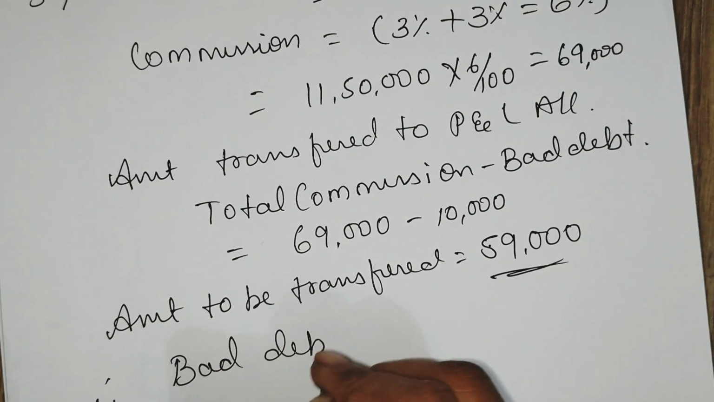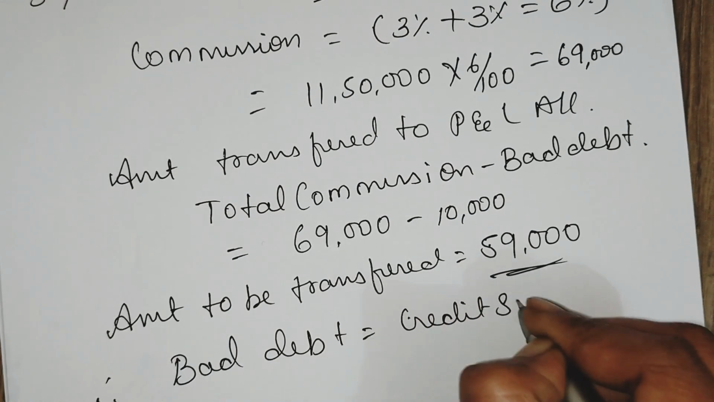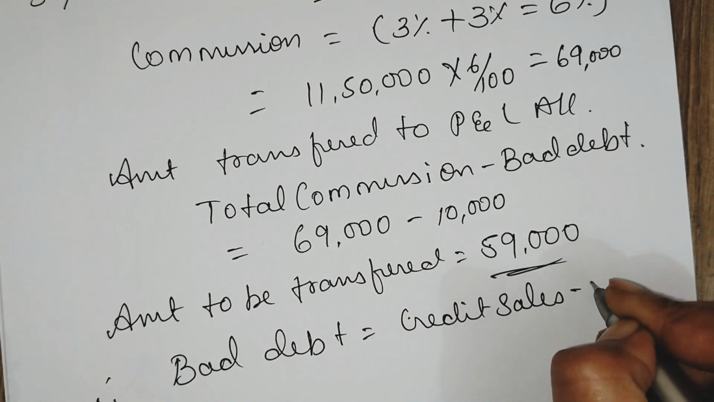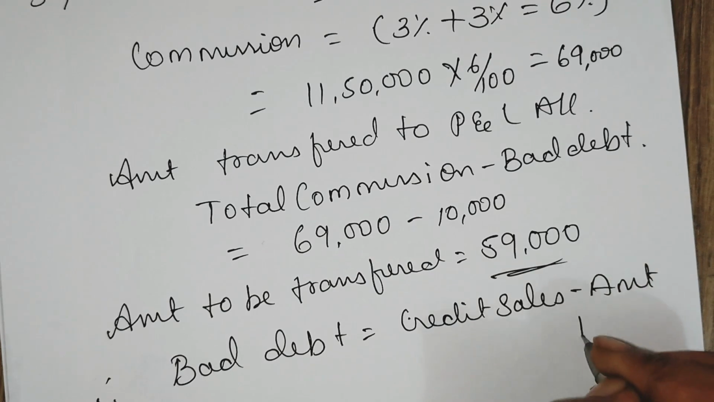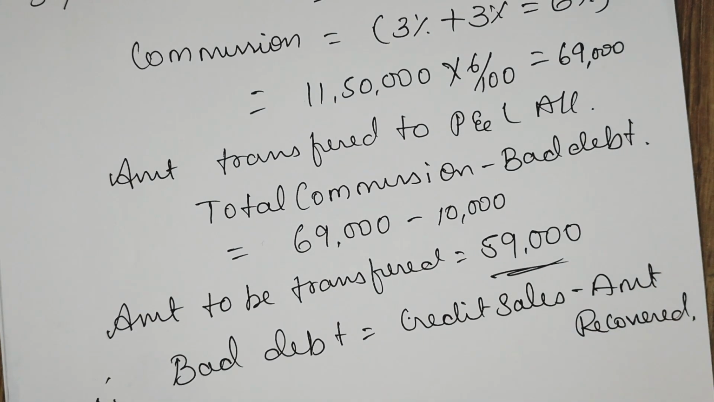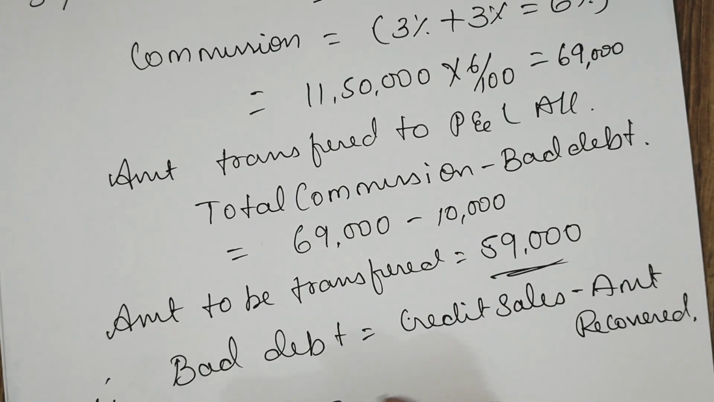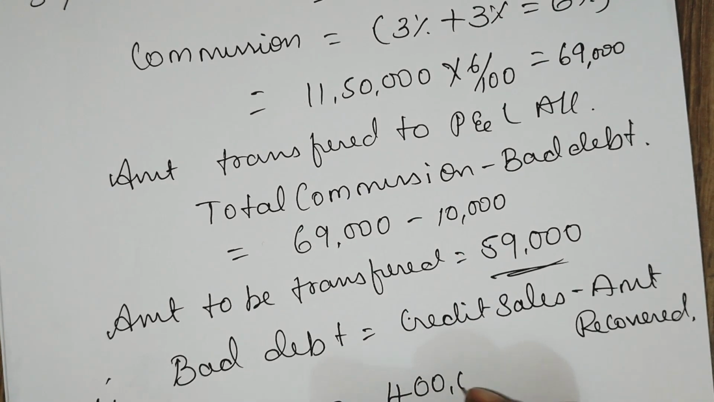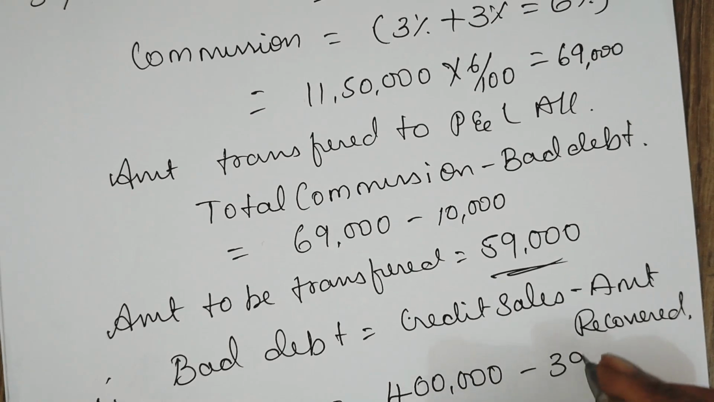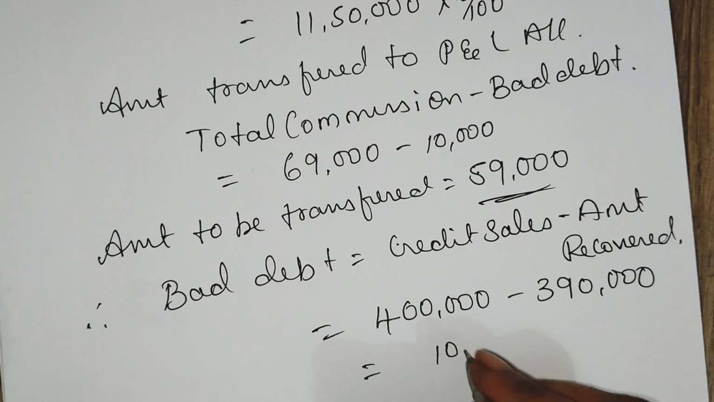You all know how to calculate bad debt, no? Bad debt is equal to credit sale minus amount recovered. This is the formula for bad debt. Already we have taken 10,000, no? Total credit sale is 4 lakh minus 3,90,000 amount recovered, balance was 10,000.